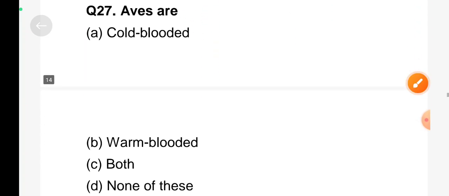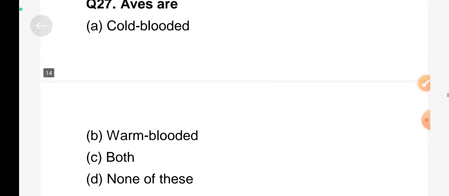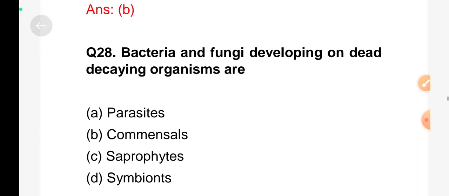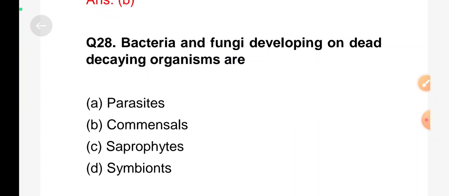Next question. Aves are option A cold-blooded, option B warm-blooded, option C both, option D none of these. Right answer is option B. Bacteria and fungi developing on dead declining organism are option A parasitics, option B commensals, option C saprophytics, option D cyanobionts. Right option is option C.